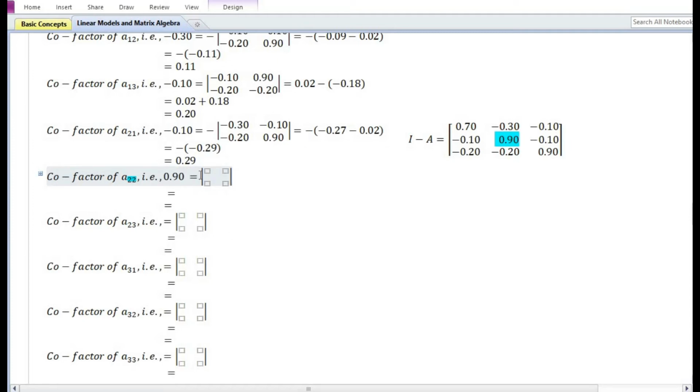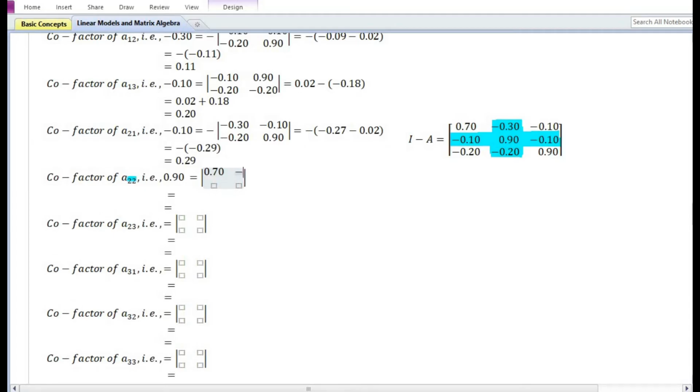2 plus 2 equals 4. 4 is an even number, so we have a positive sign. Deleting the row and the column, we have 0.70, minus 0.10, minus 0.20, 0.90. 0.70 times 0.90 equals 0.63. Minus times minus equals plus.